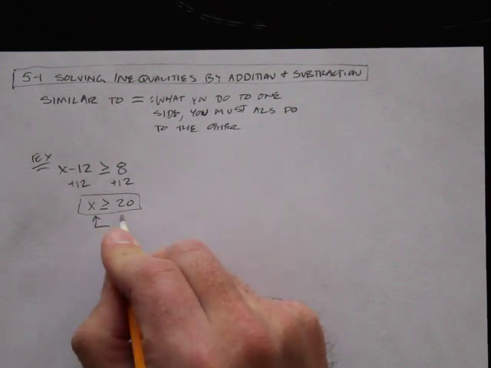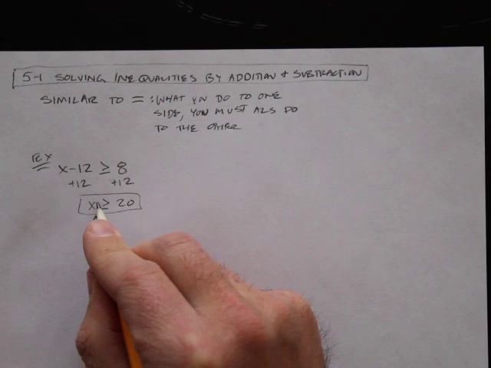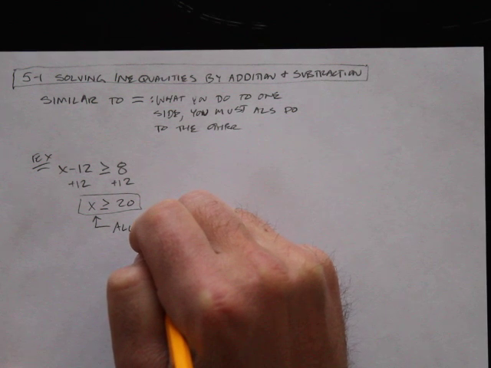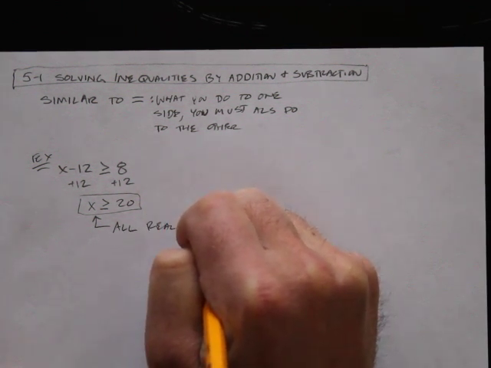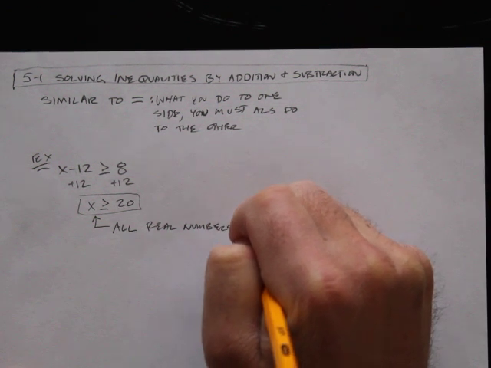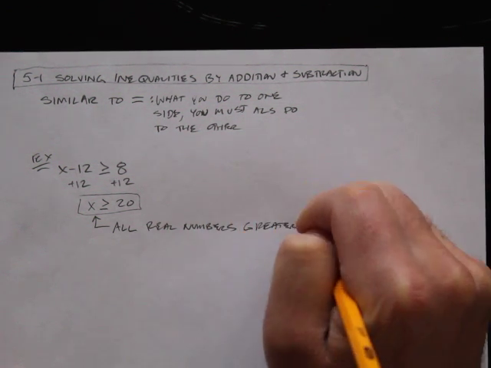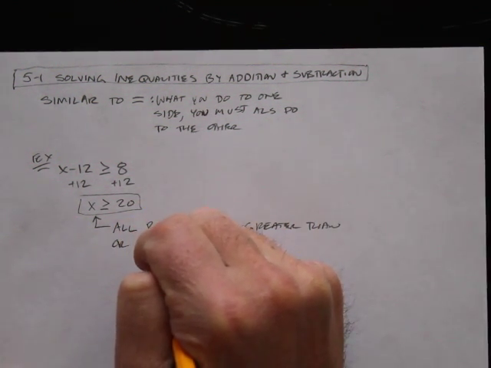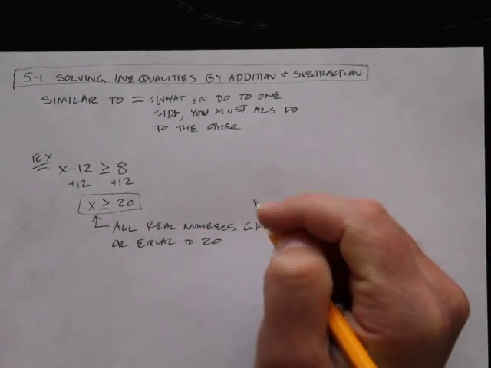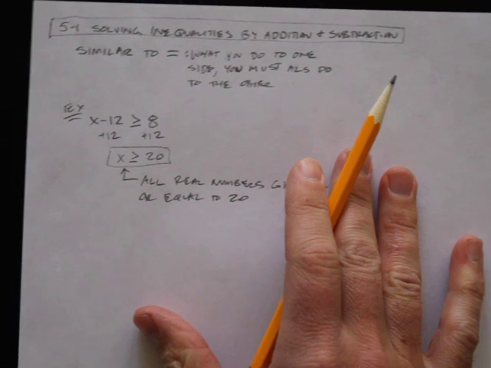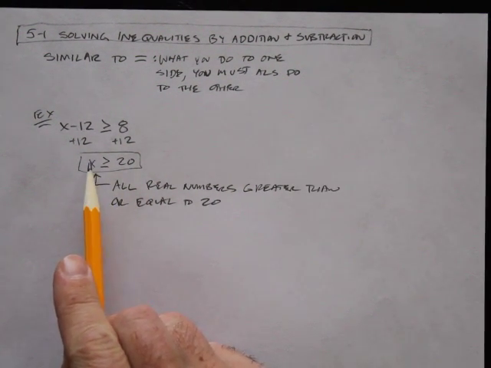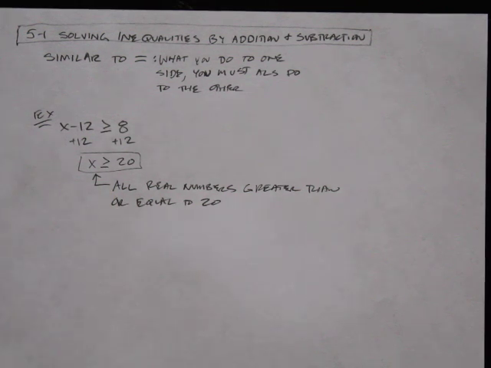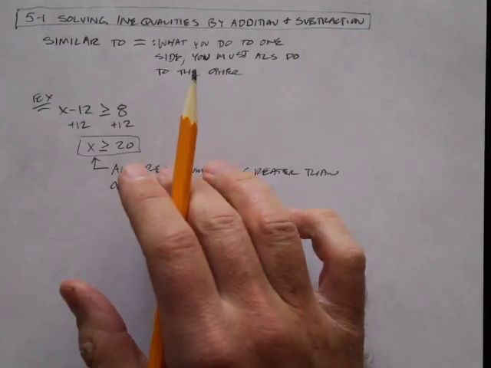And what this means here is x represents all real numbers greater than or equal to 20. So that's what this is saying, that x is any number that I could plug in for x that is 20 or greater fits this inequality and makes this inequality true.